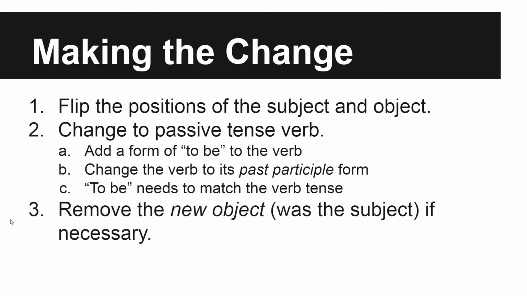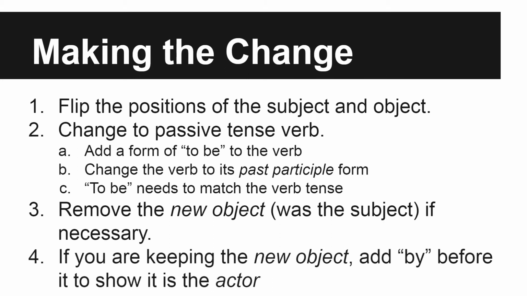Then if you want, the new object is the actor, the doer of the sentence. You can just remove them, as you can with any English sentence, because objects are not required. If you're keeping the new object, however, you might want to add by before that because it's required, not because it's clear, but because it's required. So for example, going back, the law was passed at the National Assembly by the congressmen and congresswomen. We would need to add that by. But if we don't add them, then we don't need to worry about it.